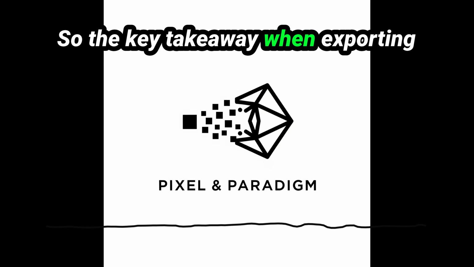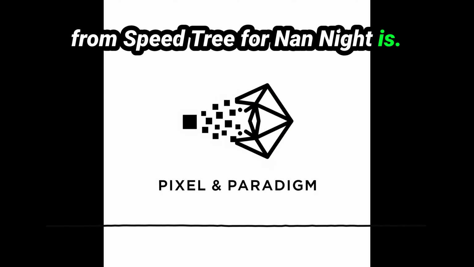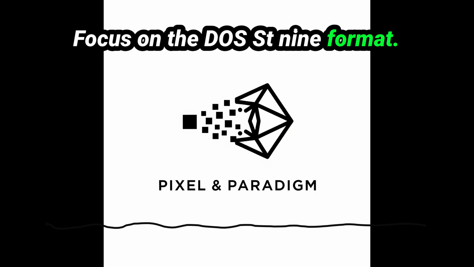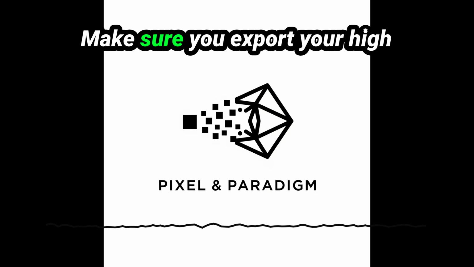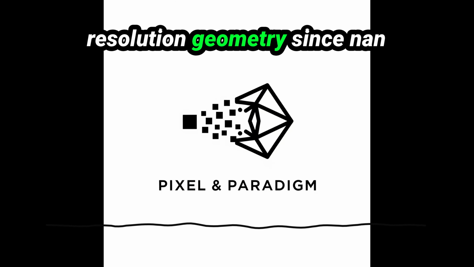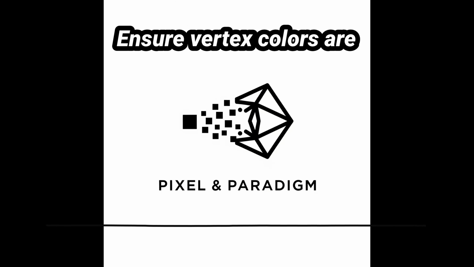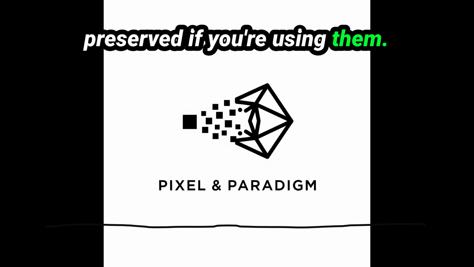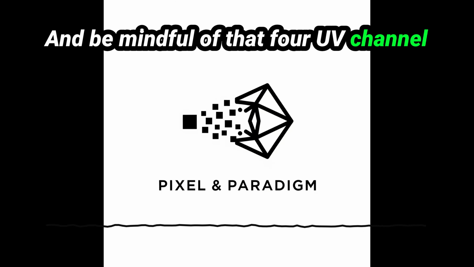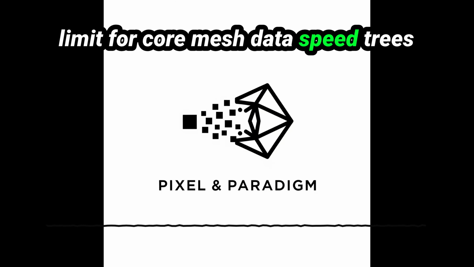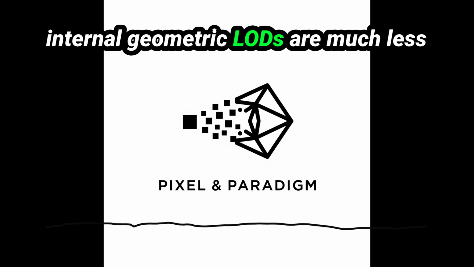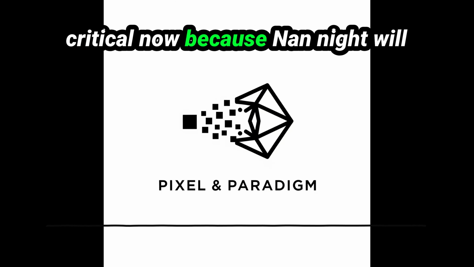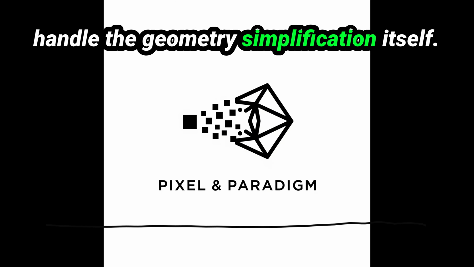So the key takeaway when exporting from SpeedTree for Nanite is focus on the .st9 format, use the game wind type, make sure you export your high-resolution geometry since Nanite will handle the loading, ensure vertex colors are preserved if you're using them, and be mindful of that 4 UV channel limit for core mesh data. SpeedTree's internal geometric LODs are much less critical now because Nanite will handle the geometry simplification itself.